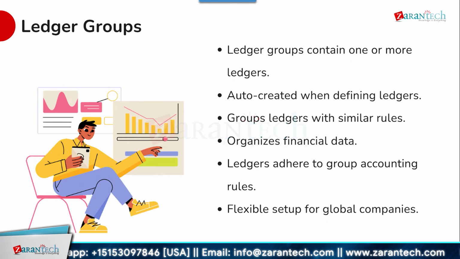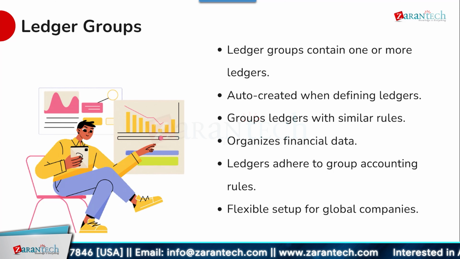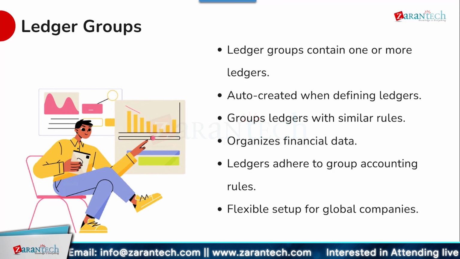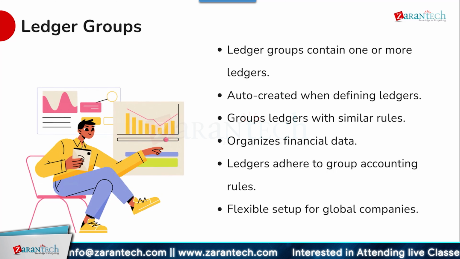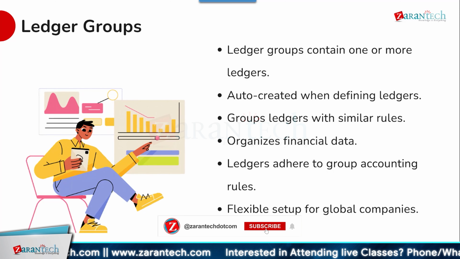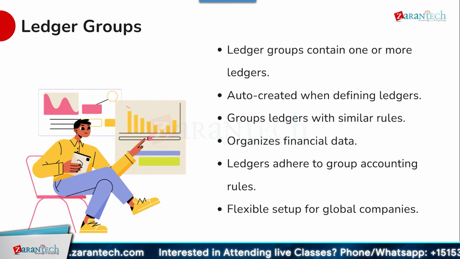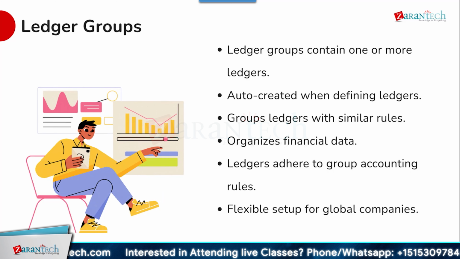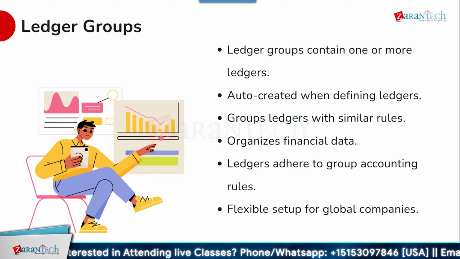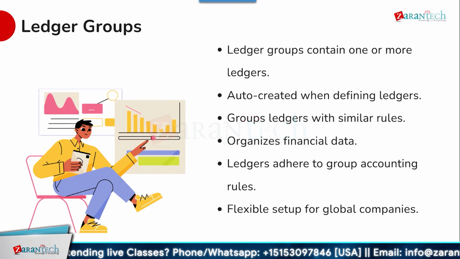Now, do you know that effective financial management often starts with how we organize our ledgers? Ledger groups are very essential components in an accounting system that contain one or more ledgers. They are automatically created when defining ledgers, making setups easier. And by grouping ledgers with similar rules, these groups help us streamline the financial data organization.